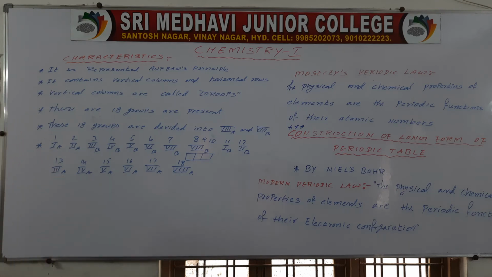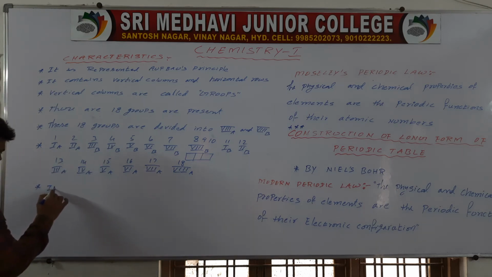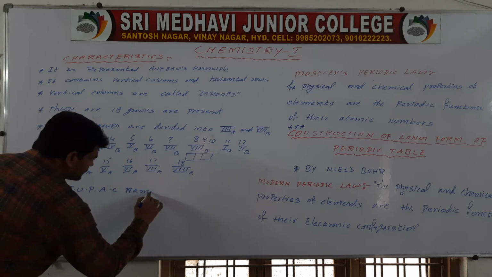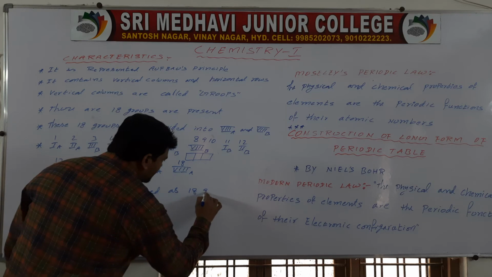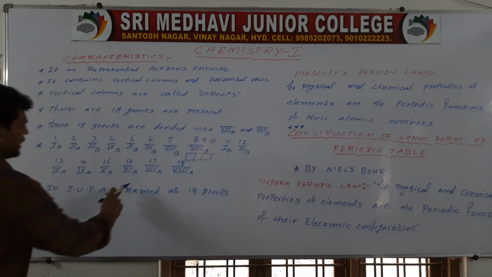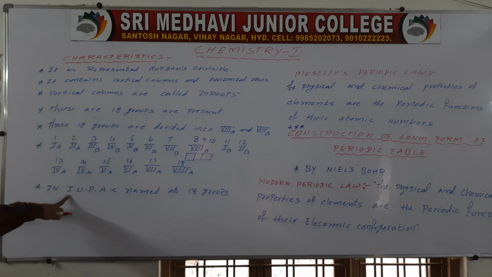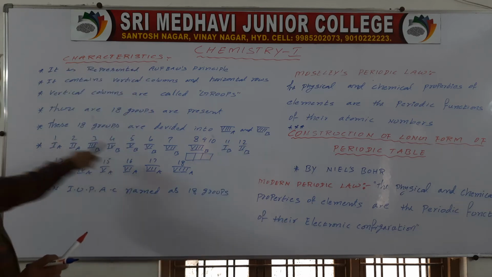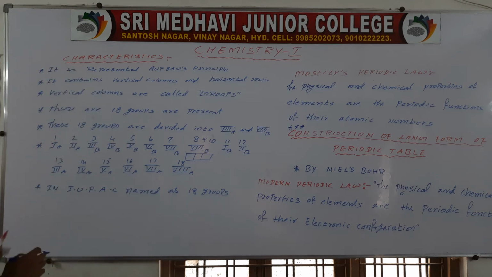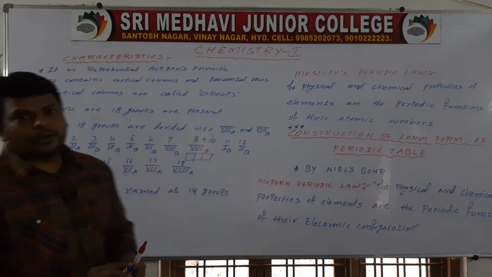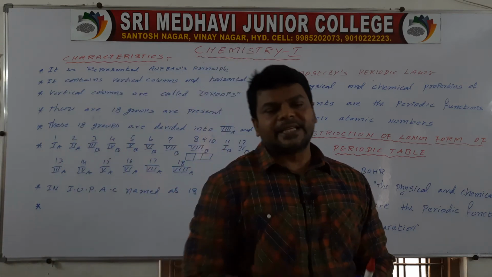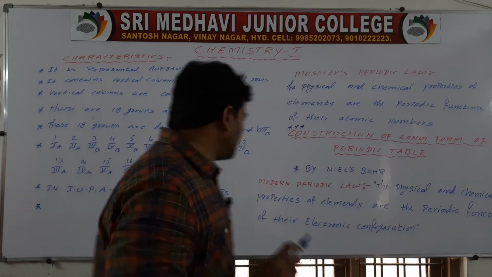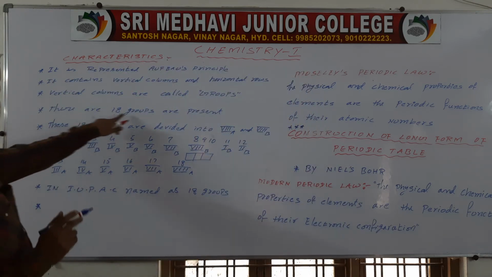In IUPAC, which means International Union of Pure and Applied Chemistry, they are named as 18 groups. The first group is the 18th group. The first A group has only one electron in its valency shell. The group number indicates the number of electrons present in the valency shell. So here there are 18 groups present.